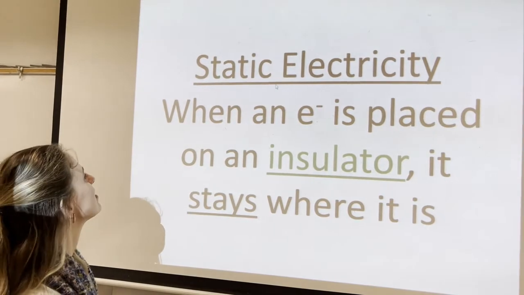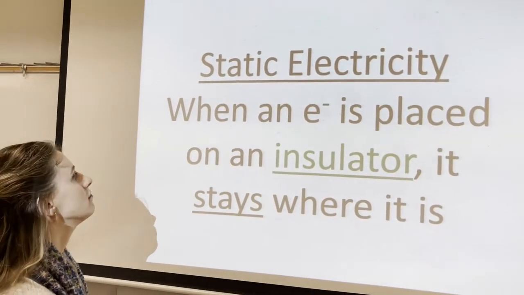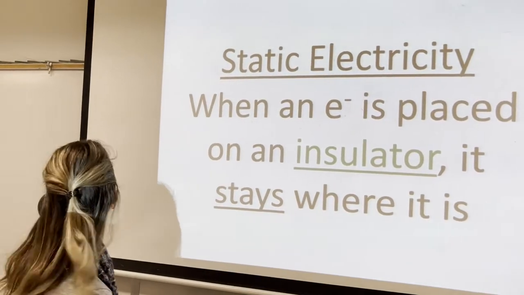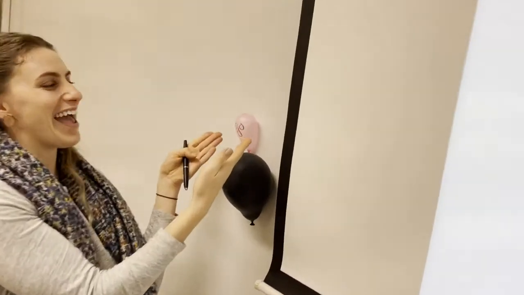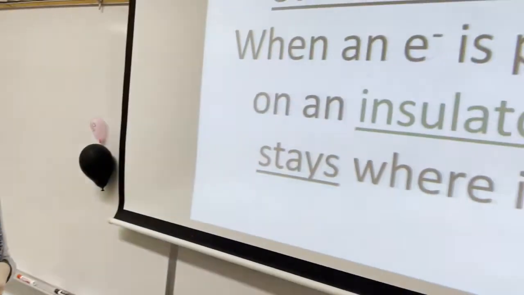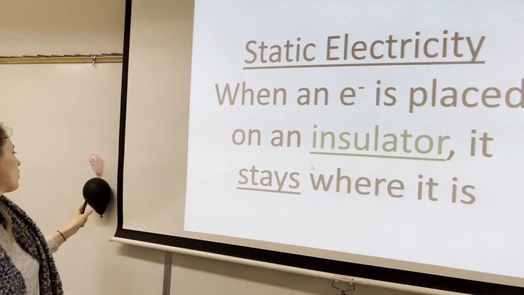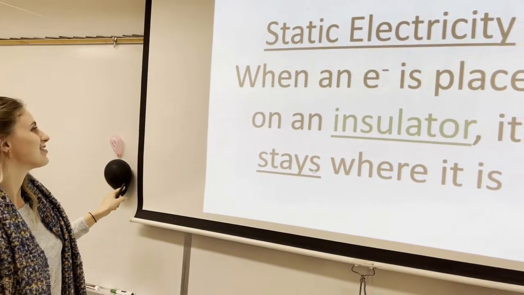Static electricity: when an electron is placed on an insulator, it stays where it is. Exhibit A, right there. Those electrons are right there and they're staying right there. And static means stationary, not moving. This one looks like it's going to give away any second now. It's kind of losing its oomph.